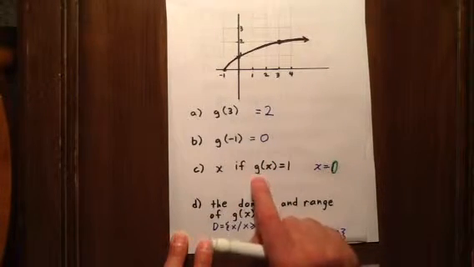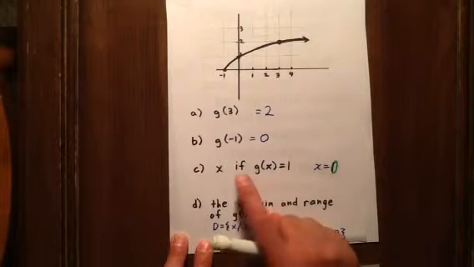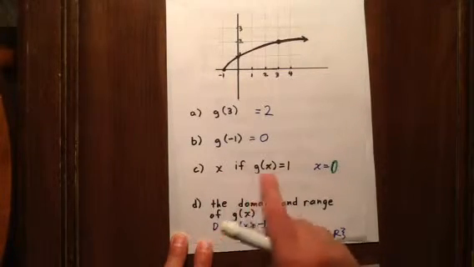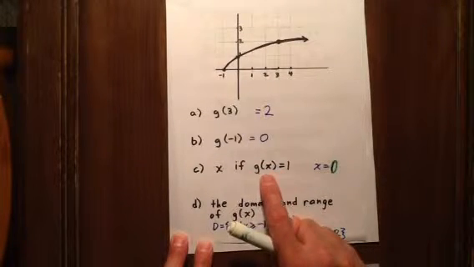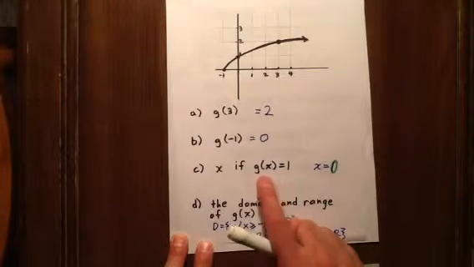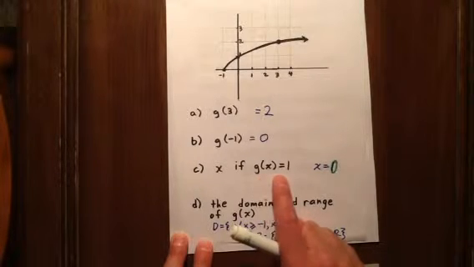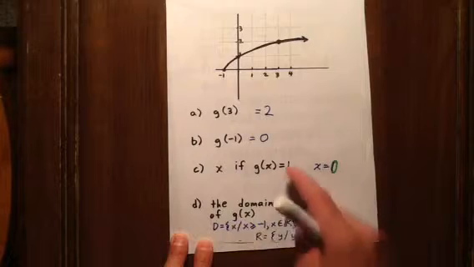Now the next question says, if g at x equals 1, what does x equal? What does x equal if g at x equals 1? Well, this is like saying if y equals 1. So if y equals 1, what does x equal? Well, there might be one answer, or more than one answer, or no answers. Let's take a look. Let's take a look at every point on this graph where g at x, or the y value in other words, equals 1.